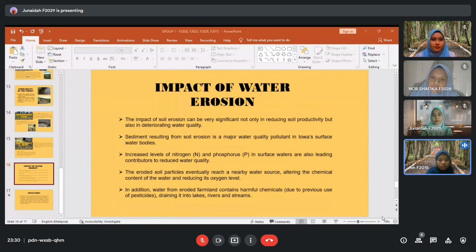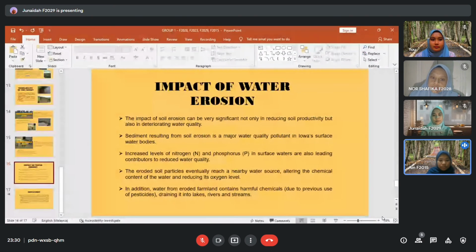The eroded particles eventually reach a nearby water source, altering the chemical content of the water and reducing its oxygen level. In addition, water from farmland contains harmful chemicals due to previous use of pesticide, draining into lakes, rivers and streams.